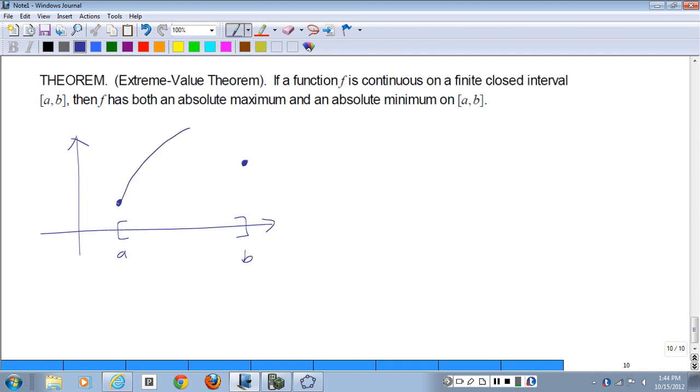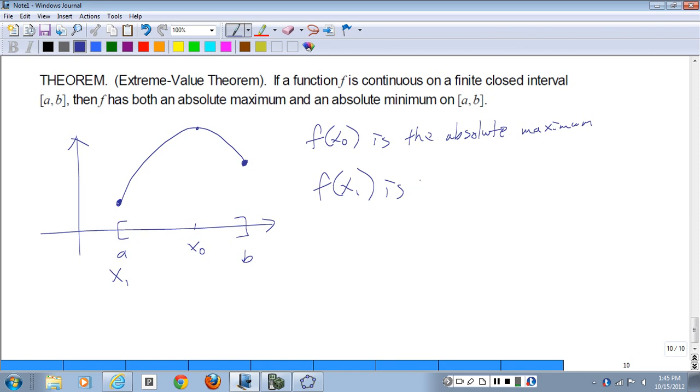What if I just do that? Where would you go looking for an absolute maximum? Maybe right there is where we find an absolute maximum. Like f of x sub 0 is the absolute maximum. And where would you go looking for an absolute minimum? At a. So x sub 1, f of x sub 1 is the absolute minimum.